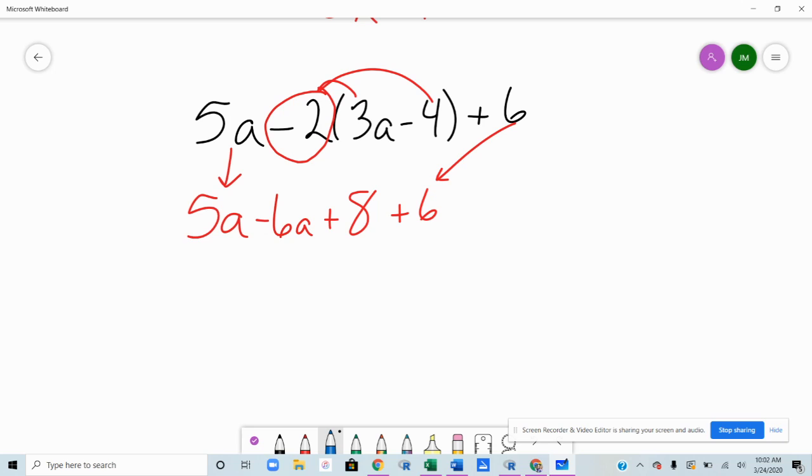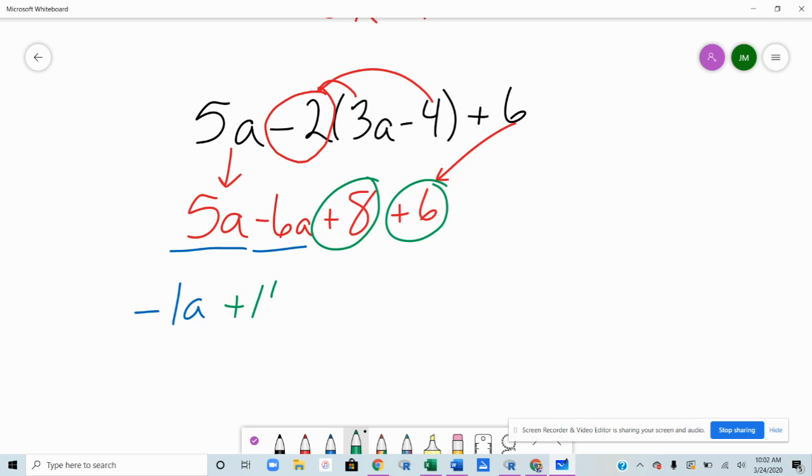Then we go back to what we had before as we look now for any like terms and combine those if possible. So we have 5a and -6a gives you -1a. And then you have +8 is a constant and +6 is a constant, gives you +14. Okay, that is your answer.